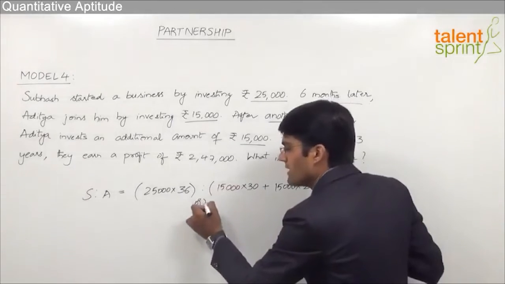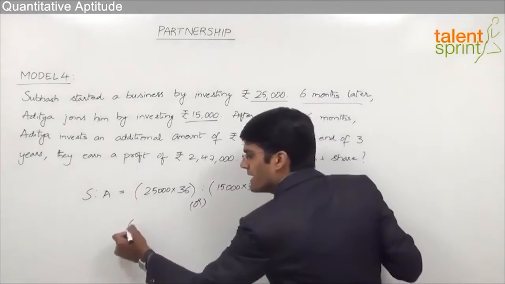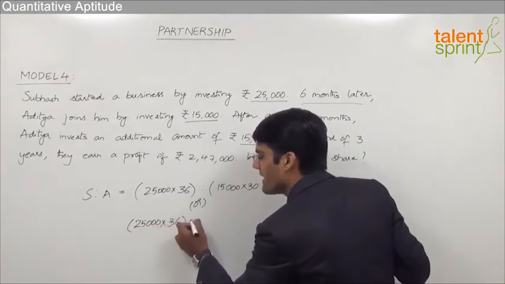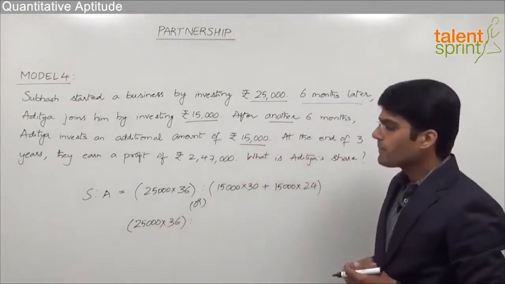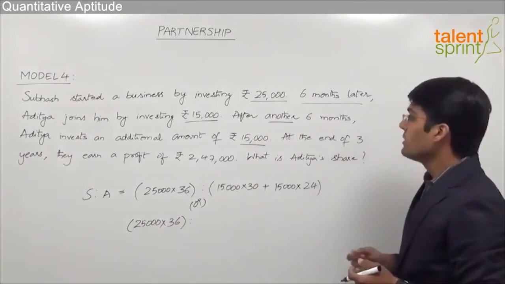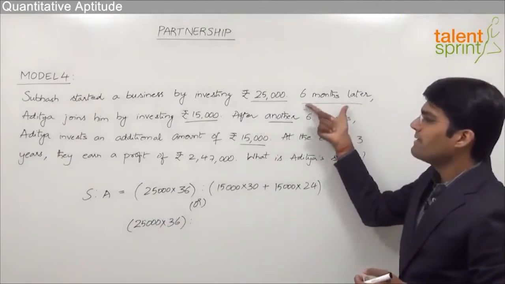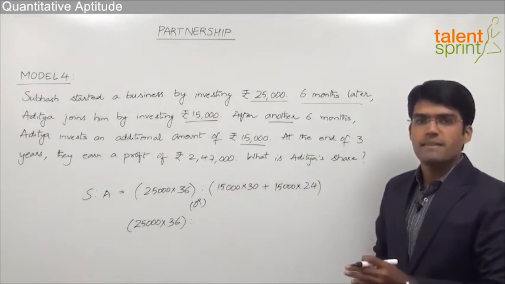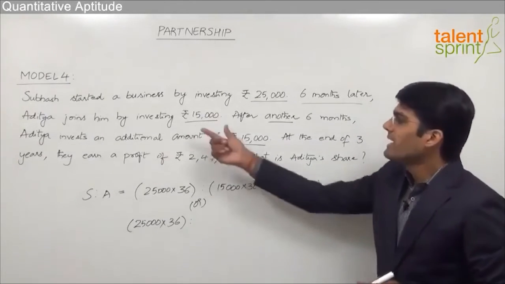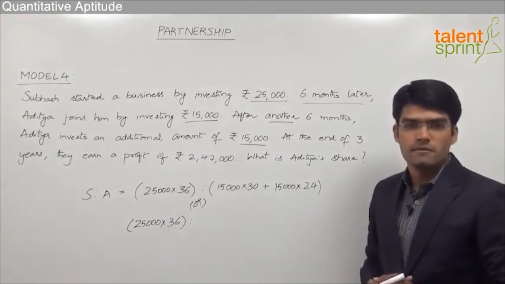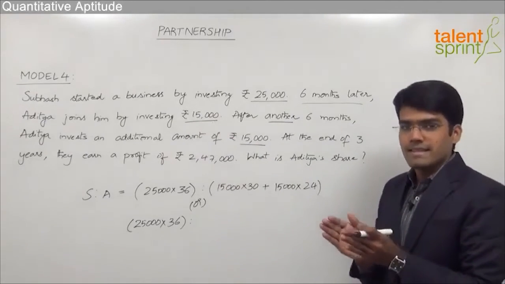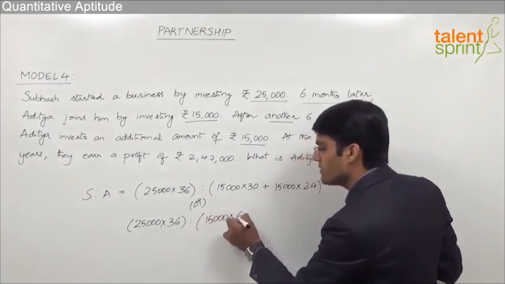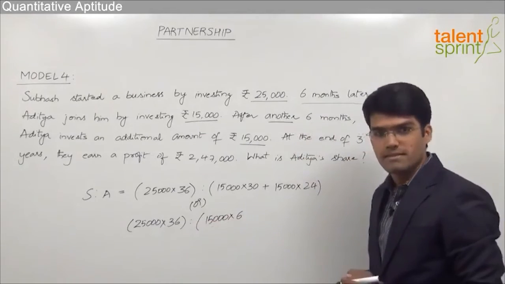That can be done as follows. The other way of finding out the ratio is, when it comes to Subhash, the investment and time of investment remains the same, that is 25,000 into 36 months. Now, for Aditya, we know that he was late by 6 months and his investment was 15,000. That means from the 7th month to the 12th month, the investment of Aditya was 15,000 only. So for these 6 months, his investment was 15,000. So 15,000 into 6 is the investment of Aditya for the first 6 months.